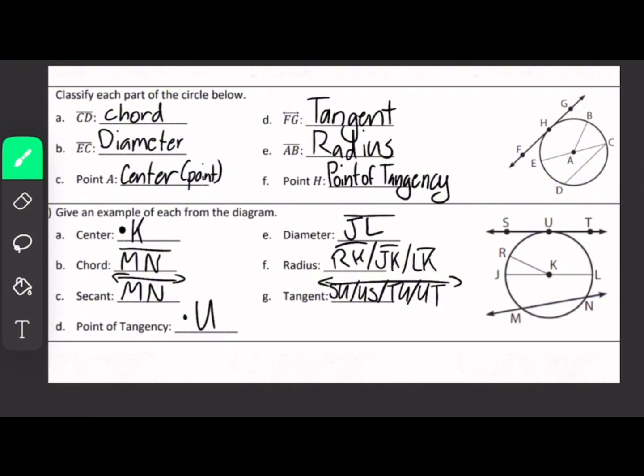Radius. Our radii could be multiple answers. It could be RK, it could be JK, and it could be LK. I don't care which one you put. I can't see which one you put. And our tangent here can be notated as line SU, line US, line TU, or line UT.